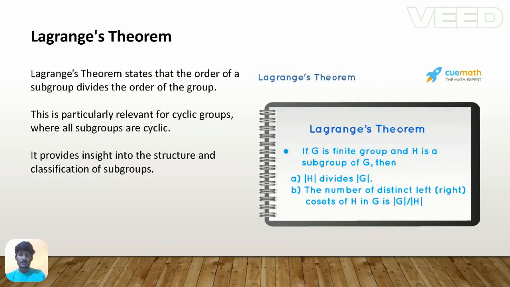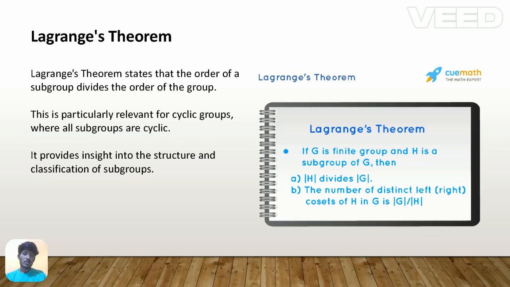Lagrange's theorem. Lagrange's theorem states that the order of a subgroup divides the order of the group. This is particularly relevant for cyclic groups, where all subgroups are cyclic. It provides insight into the structure and classification of subgroups.